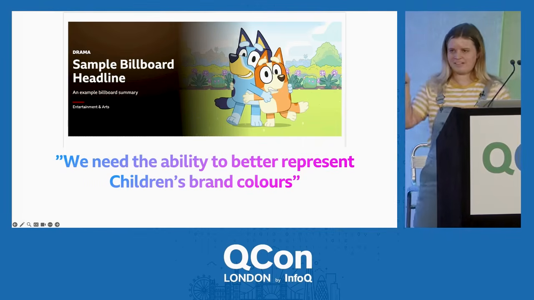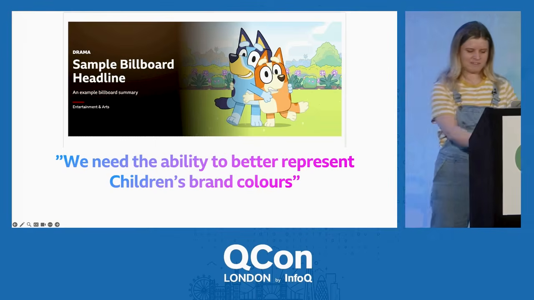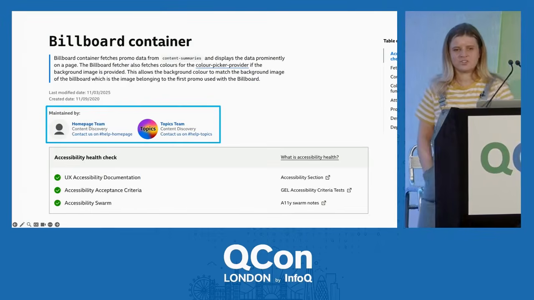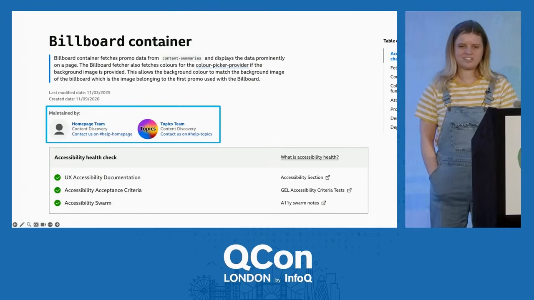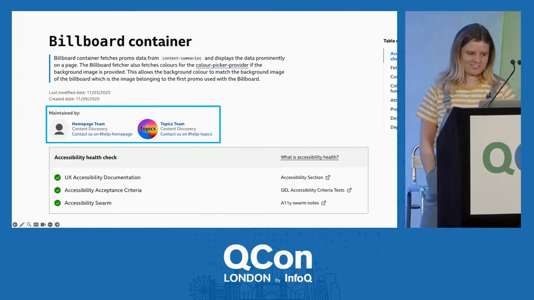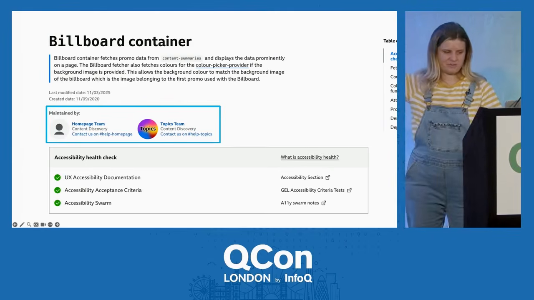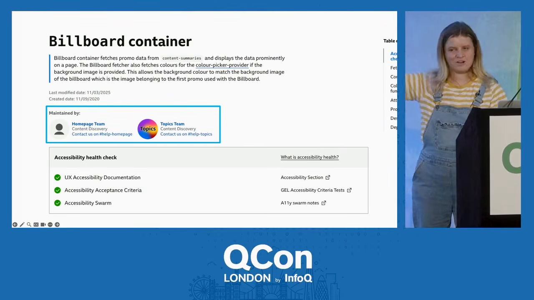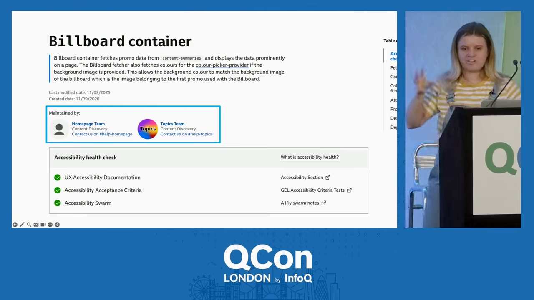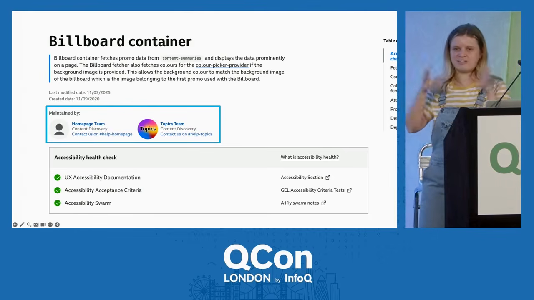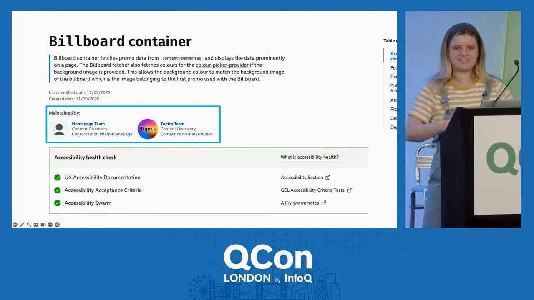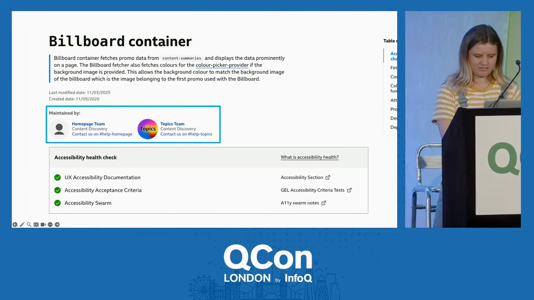So let's go and look at that documentation again in Storybook and find out who we need to talk to about adding or changing the way that those colors are in the system. We can see from our strong ownership that we need to speak to either the homepage or topics team or both. And we've got that wonderful community of people and all of those Slack channels that we onboarded with earlier that we can go and talk to them through.